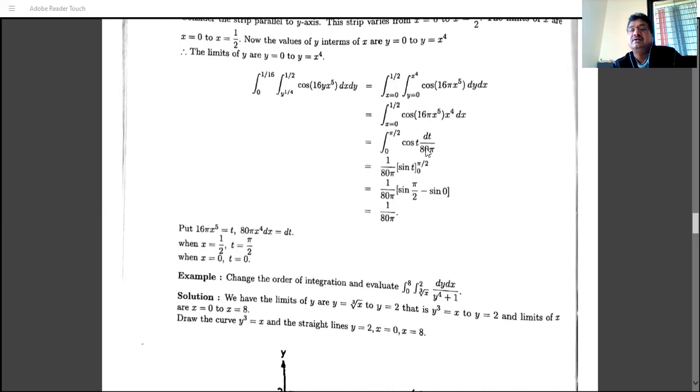Cos t dt by 80 pi. And then 1/(80 pi) is a constant, and the integration of cos t is sin t from 0 to pi by 2. That is the value at the upper limit minus the value at the lower limit. Sin pi by 2 is 1, sin 0 is 0. So we have this answer.